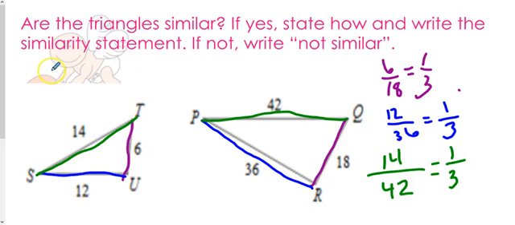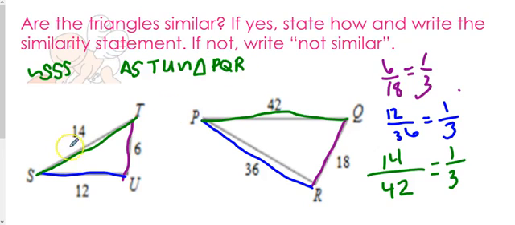So they are similar by side, side, side similarity, and it's triangle STU is similar to triangle PQR. Remember, order matters. I chose that order for the matching pieces.